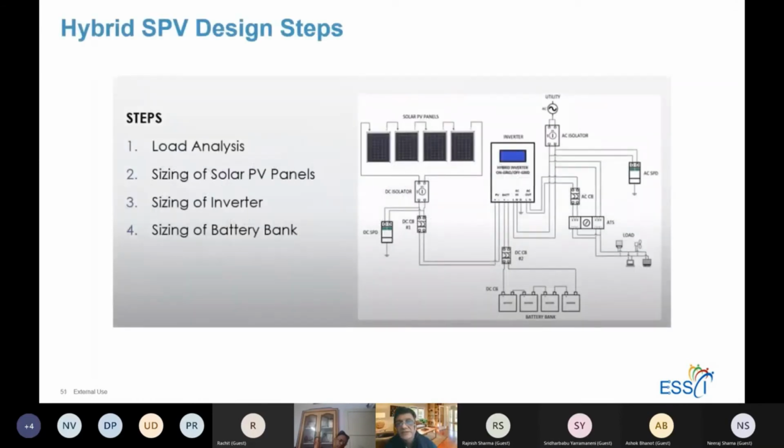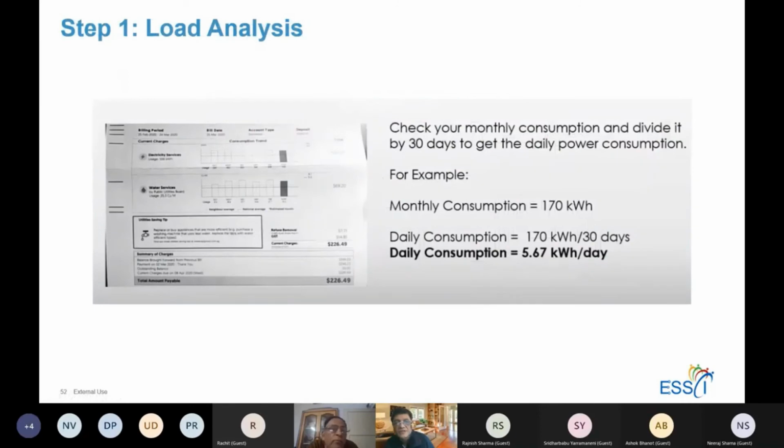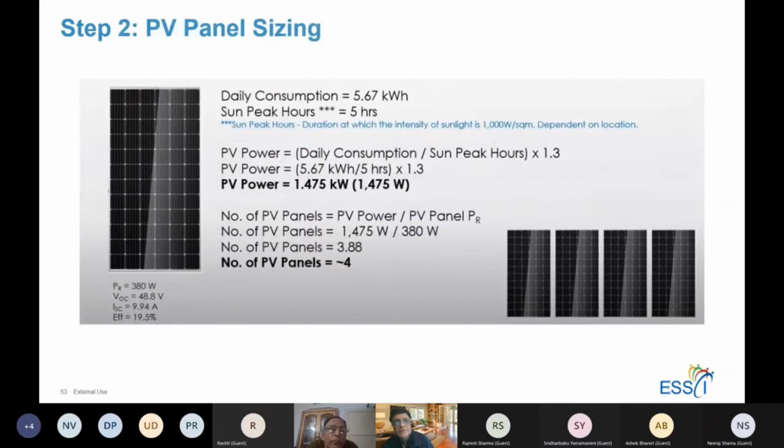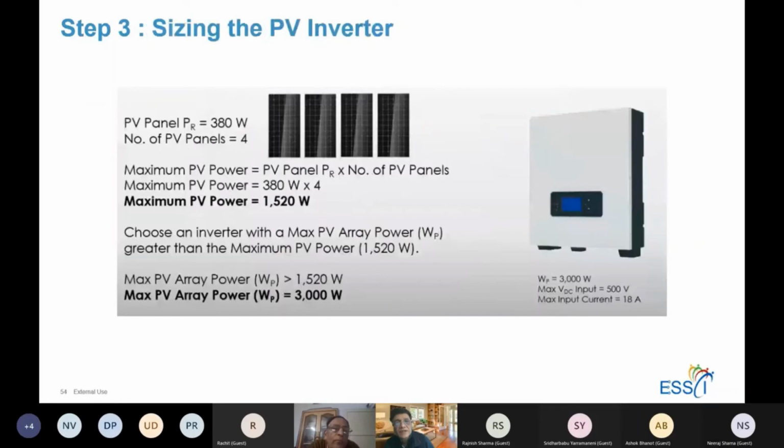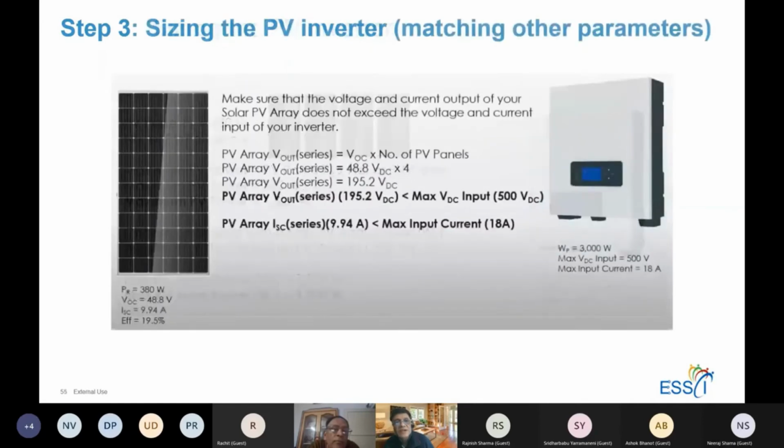Basic calculation and design. The steps here are, as we covered before, load analysis, then sizing of the solar PV panel, the sizing of the inverter, and the sizing of the battery bank. Pretty much similar steps, but you don't have a solar charge controller. It is all built into the hybrid inverter. The load analysis is the same. PV panel sizing is the same. The PV inverter is also pretty much a similar logic, and you select it as before.